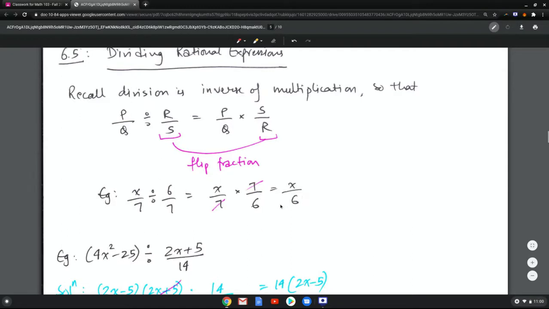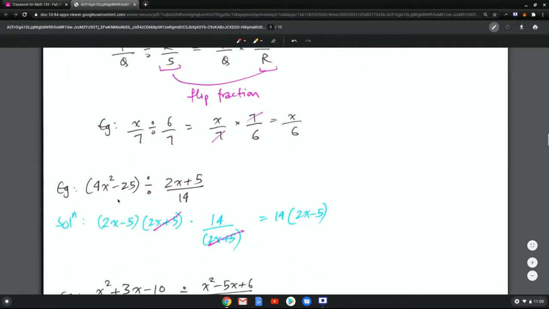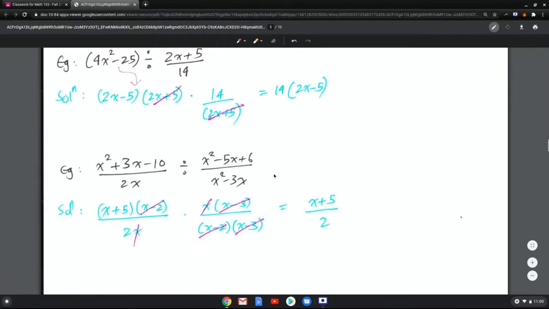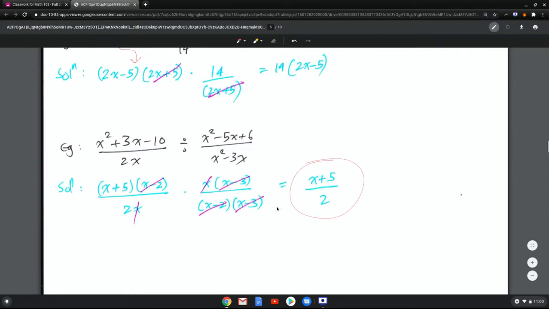For example, x over 7 divided by 6 over 7 becomes x over 7 times 7 over 6, which is x over 6. Example, here you can factor this using the difference of squares. It becomes 2x minus 5 and 2x plus 5, which gets cancelled, leaving you with 14 times 2x minus 5. You can try the second example and verify that you get this as your answer.